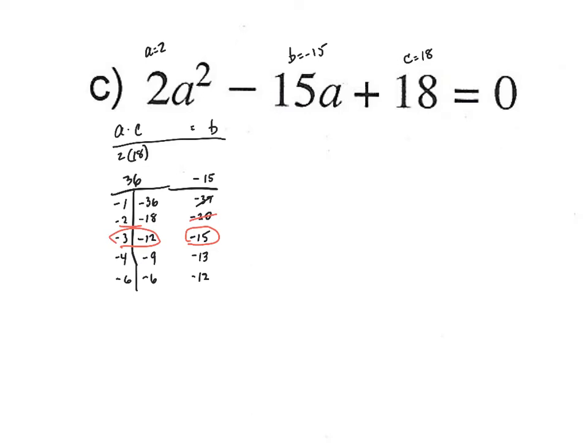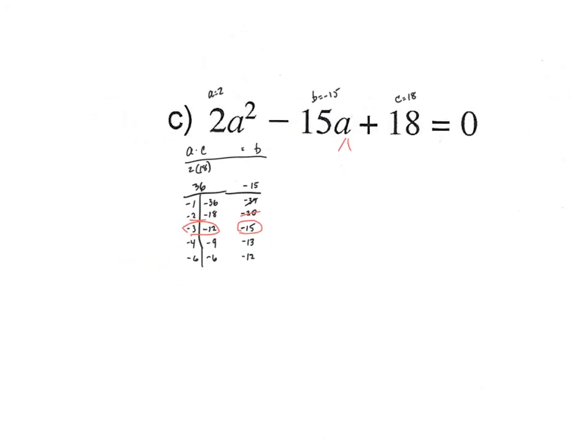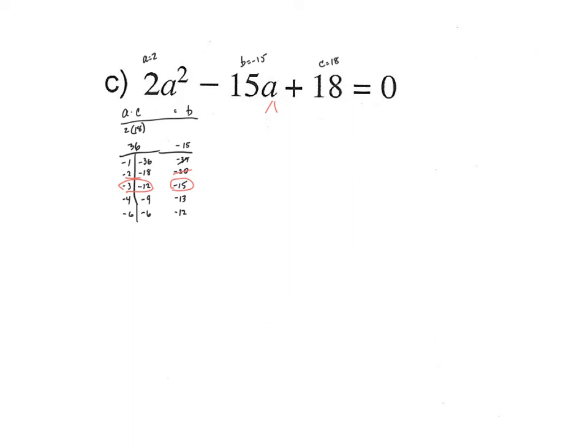So in this factoring by grouping, what we're going to do is end up splitting that negative 15 up so that we can factor. So I have 2a squared minus 3a minus 12a plus 18 equals 0. The only thing I did was rewrite my terms, where I split up the negative 15.